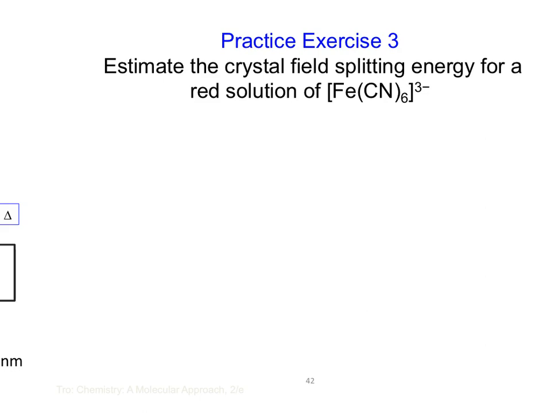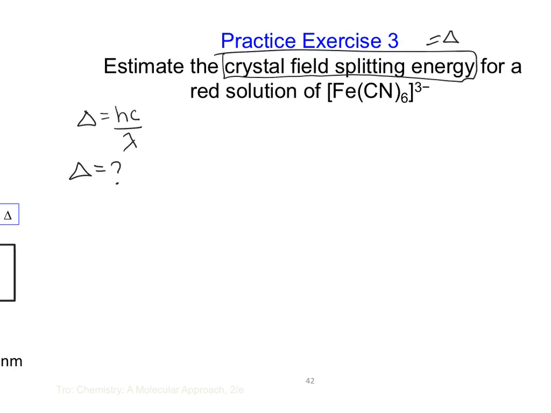So let's look at practice exercise 3. Estimate the crystal field splitting energy for a red solution of hexacyanoferrate(III) ion. So I know I'm going to use my equation, delta equals hc over lambda, because we want to estimate the crystal field splitting energy. And remember, this is delta. So delta is what we're trying to find. H and c are constants. They'll be given to you on an exam.